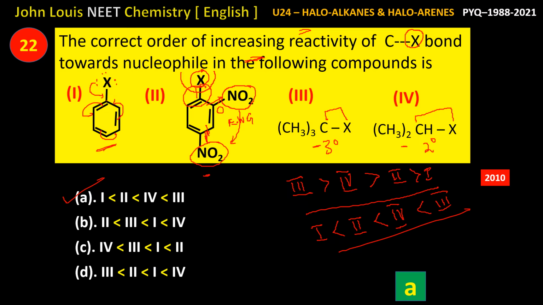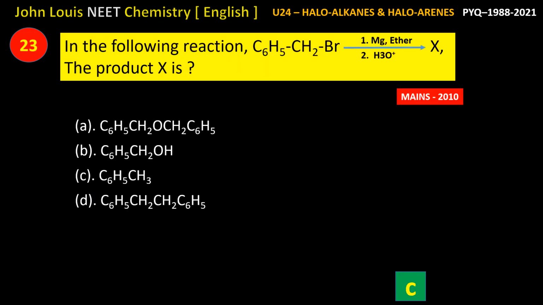See, tertiary halogen compounds will form a carbocation that is more stable than the carbocation formed from the secondary halogen compound, which is more stable than the carbocation formed from aryl halide compounds. But in aryl halide compounds, along with the halogen, if any other electron withdrawing group like NO2 is attached to the benzene ring, then that will be more reactive than the plain aryl halogen compound. So if you know this order, you can easily answer not only this question, but any question based on this pattern. Hope you understood everything clearly.